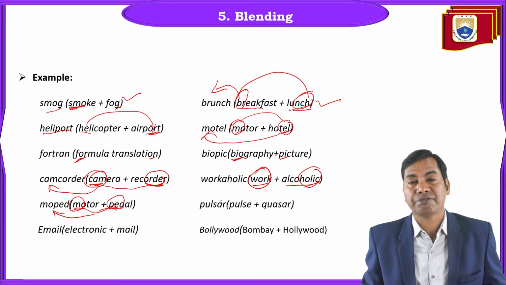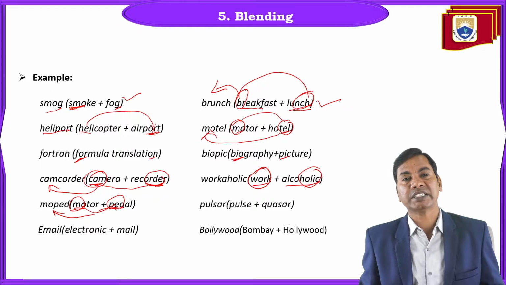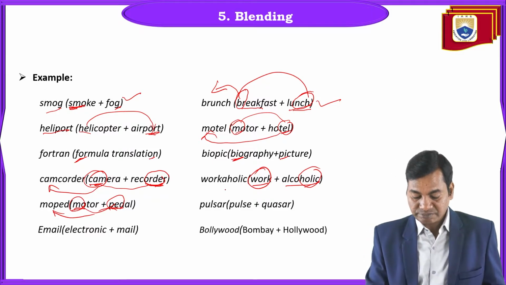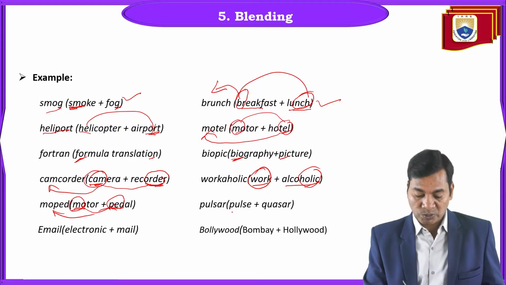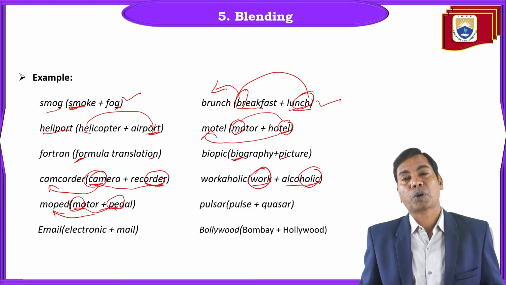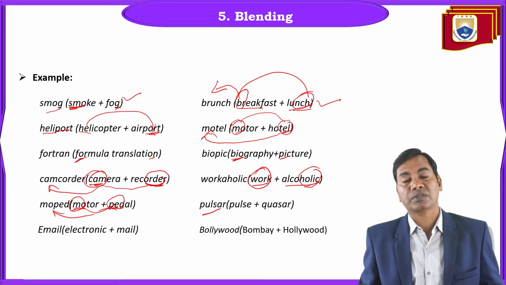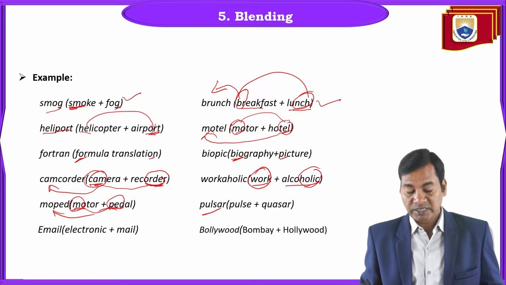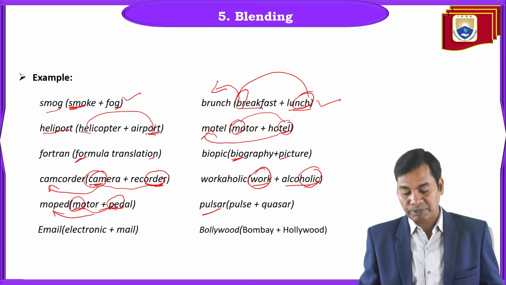And pulsar, this is a very popular name among the youth, right? Many young people are using the Pulsar bike. Actually, this word has been formed under the process of blending. You might have seen this word on the tanks of bikes, right? So this has come from the process of blending.